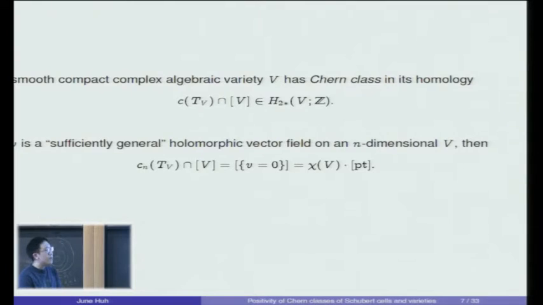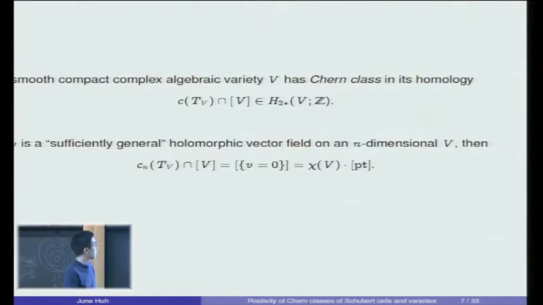So I guess the beginning of the story was the desire to count the zeros of a general vector field. Whatever it is, in this talk it gives an element in the homology group of, say, a smooth projective algebraic variety. And it has this property: if you have a sufficiently general holomorphic or algebraic vector field on an n-dimensional variety V, then this homology class is the class of an honest zero-dimensional subvariety, which is exactly given by the equation V equals 0.